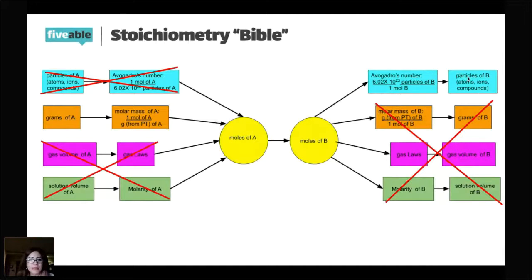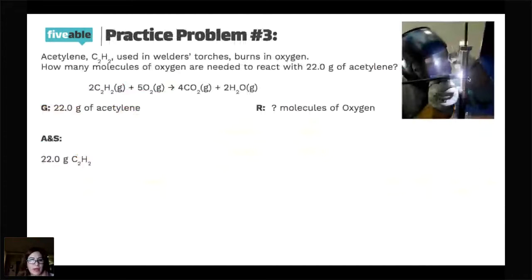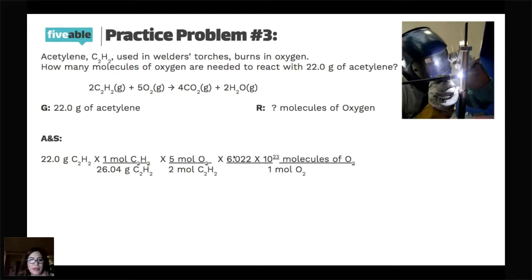So let's do that. We're going to start with grams of acetylene. We're going to use the molar mass to cancel grams of acetylene and now have moles of acetylene. Then we're using the mole ratio of 2 to 5 right here to cancel moles of acetylene and get moles of oxygen. And lastly, we're going to use Avogadro's number because now we need to cancel moles and get molecules. Any questions up to here?